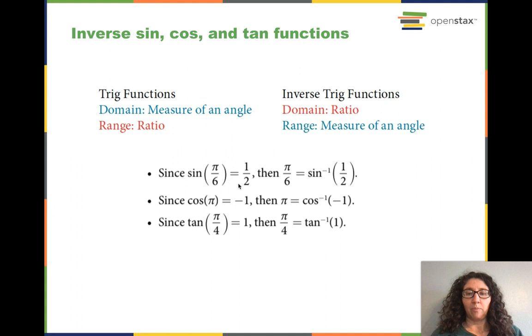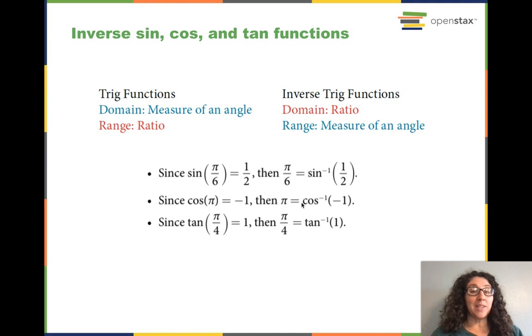So for example, before we've been saying sine of pi/6 equals 1/2. Now we can say inverse sine of 1/2 equals pi/6. Or cosine of pi equals negative 1, so pi equals inverse cosine of negative 1.